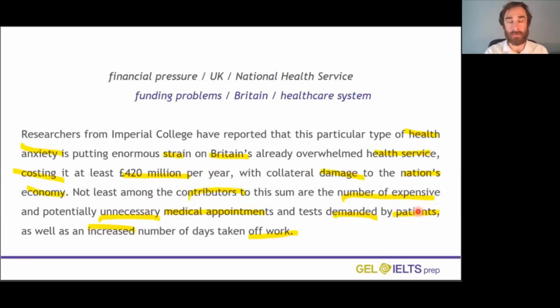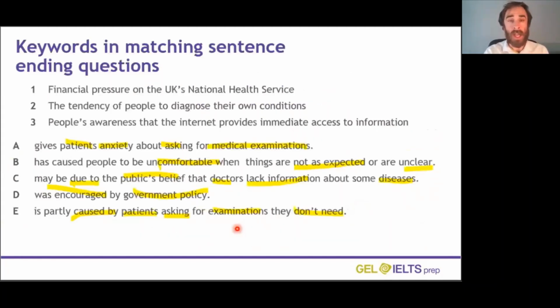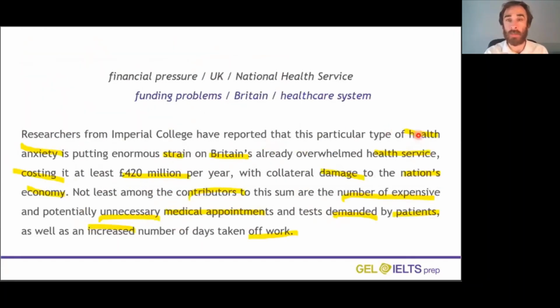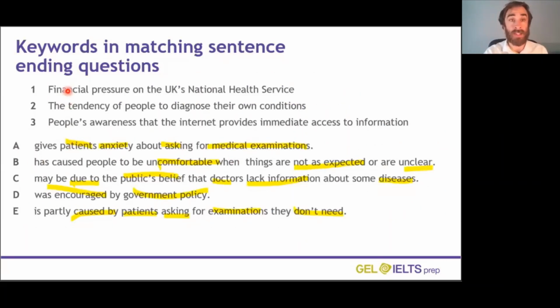Nothing links to this idea of taking days off work. The only other option which had some matches was perhaps A, gives patients anxiety about asking for medical examinations. In the text, we see that this health anxiety is causing financial pressure on Britain's health service. But in the question, it's saying that the financial pressure is what causes the anxiety. So that is not correct in this case. So for number 1, we would write our answer as E.